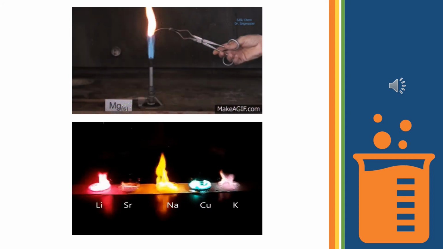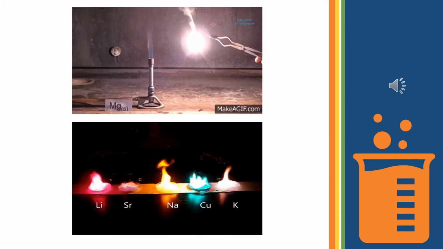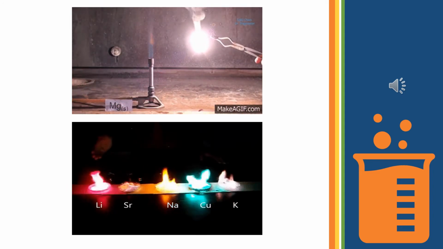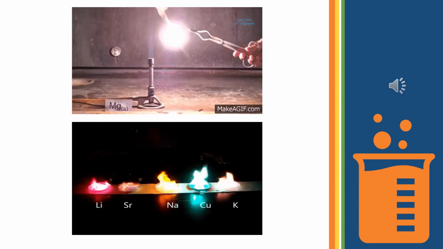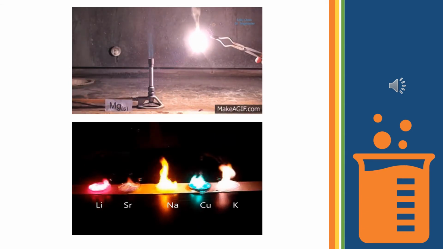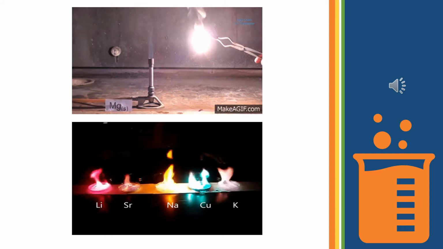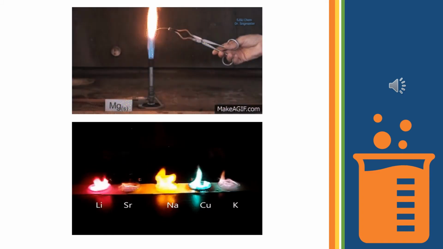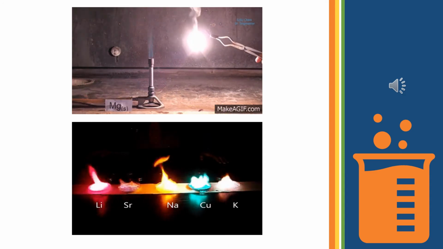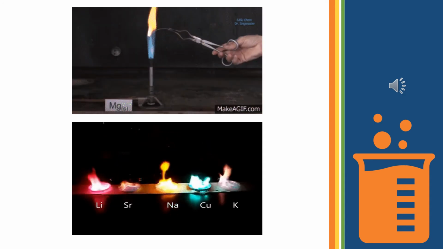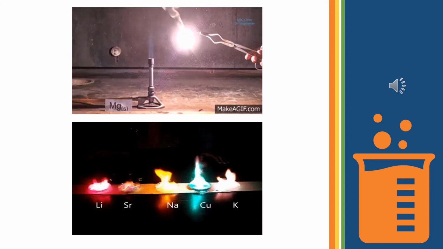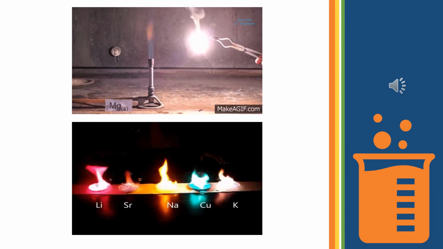In this way the magnesium will burn, and the leftover will be of a whitish color. This leftover is then mixed with water to form magnesium hydroxide. And at the bottom you will find a few metals and the colors they show. Basically, when metals burn in oxygen, they give out color.